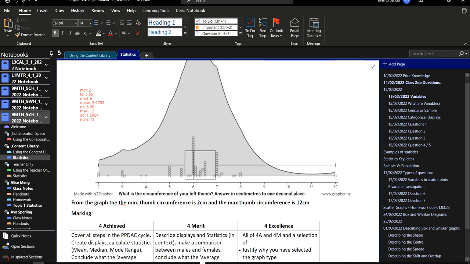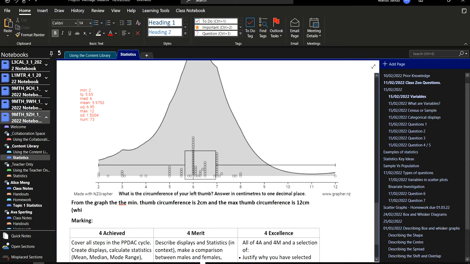Can I say anything about that? Yes? The 12 centimeters, which seems unrealistic, or maybe some mistake. Or the measurement has been done incorrectly. Yes? Yes. The median is 6.